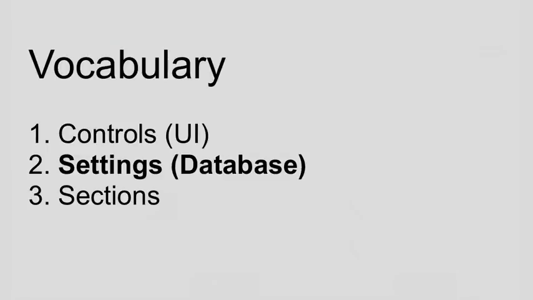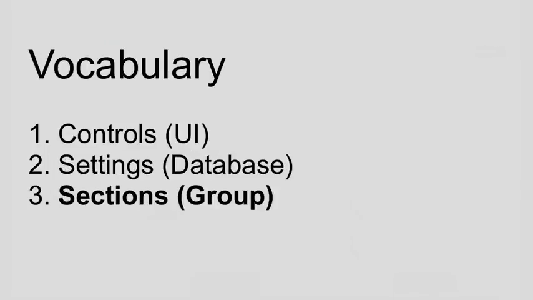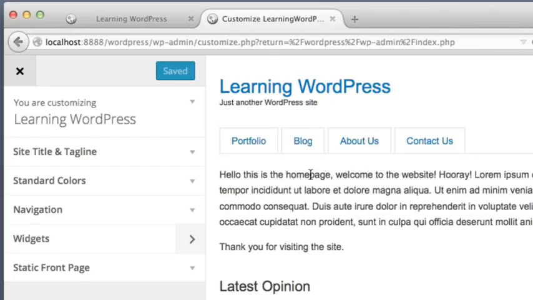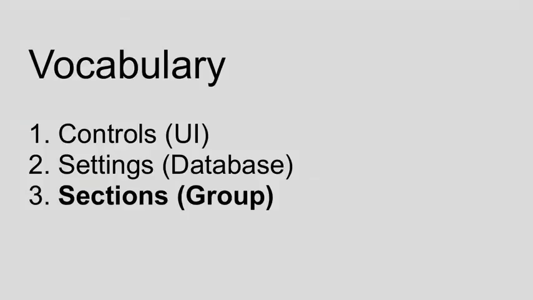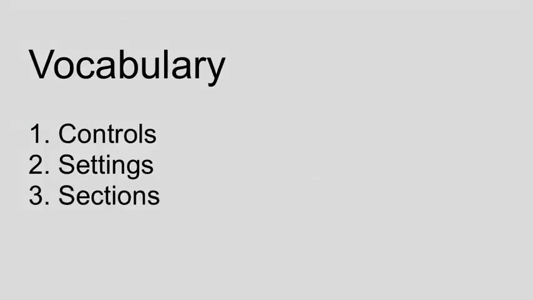So when you think of a setting, think of a database. We can set or save values into a setting, and then later on we can get or load values from a setting. And finally, a section is just a group of options. So examples of this would be site title and tagline, navigation. In our case, we are going to create a section named Standard Colors. You get the idea. Alright, now that we have that shared vocabulary, let's write some code.